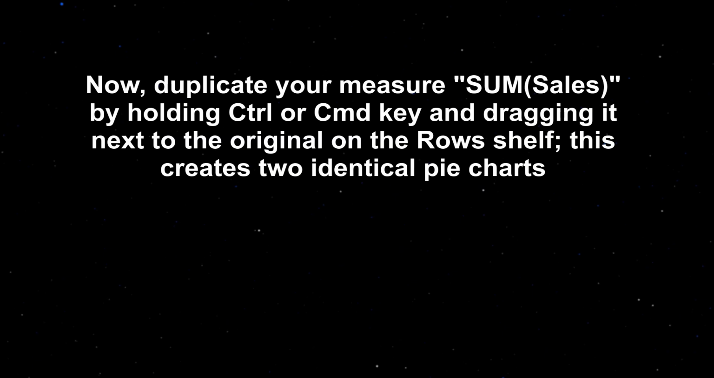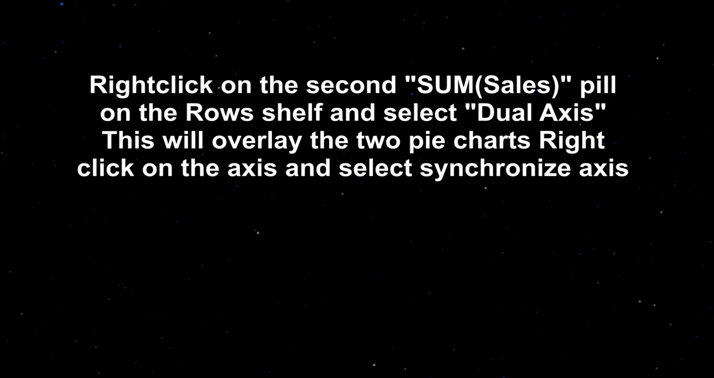Now, duplicate your measure sum sales by holding Ctrl or CMD key and dragging it next to the original on the row shelf. This creates two identical pie charts. Right-click on the second sum sales pill on the row shelf and select dual axis. This will overlay the two pie charts. Right-click on the axis and select synchronize axis.